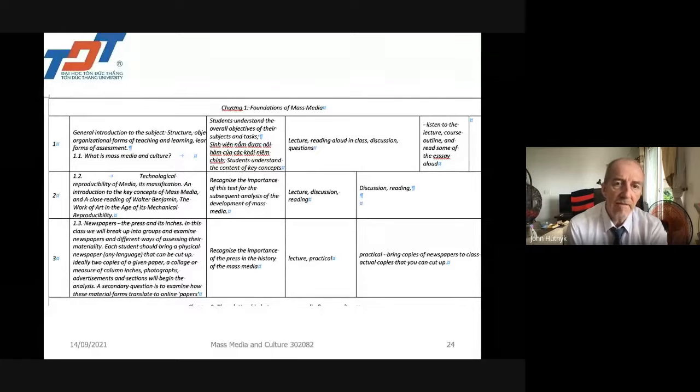Okay, so here we have the rest of the outline of the course. So stuff you already know, talk about what is mass media and culture today. Next week, talking about Walter Benjamin's essay on the work of art and the age of its mechanical reproducibility. Okay, and that'll unfold as it unfolds.